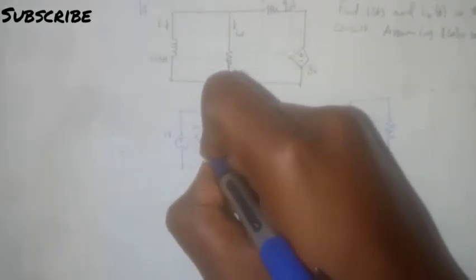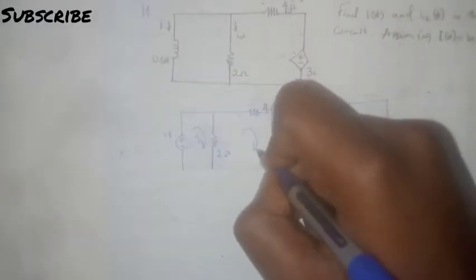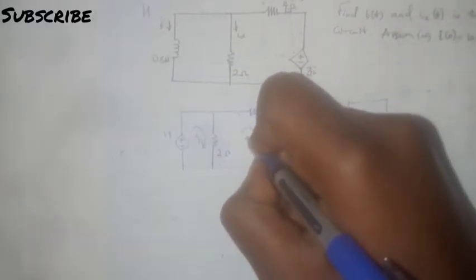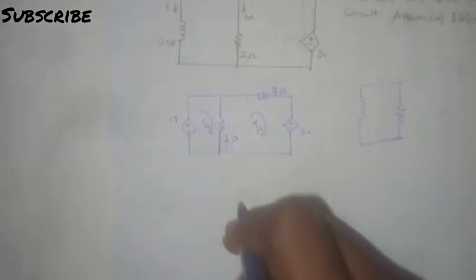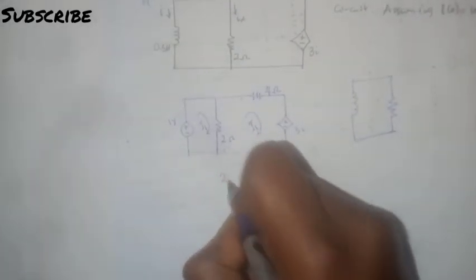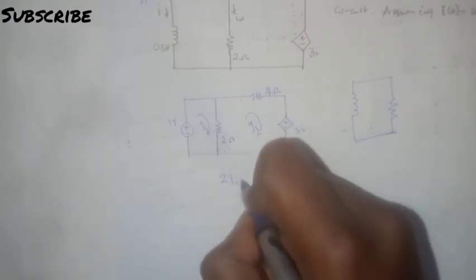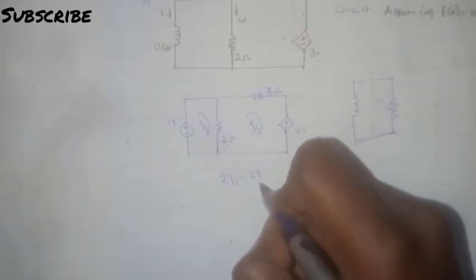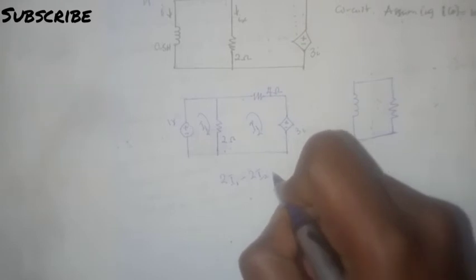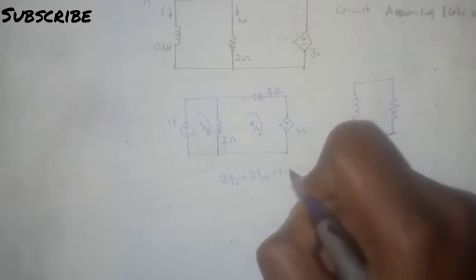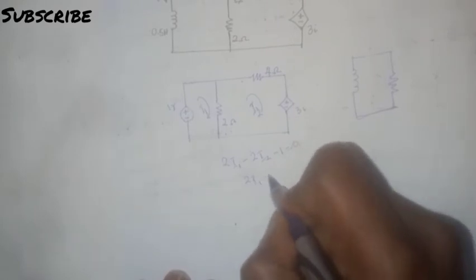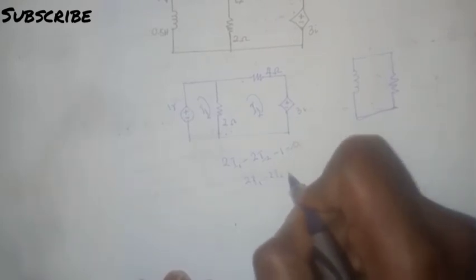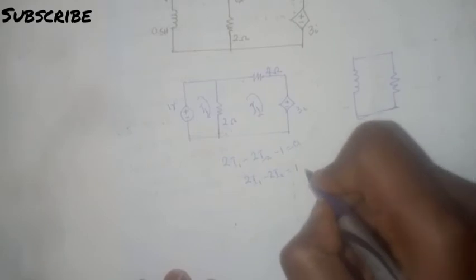If we call this the first mesh, I will call this the second mesh. The current there will be I2. If you write an equation in mesh 1, you would have 2I1 minus 2I2 minus 1 equals 0. That means 2I1 minus 2I2 equals 1. We can call this our first equation.